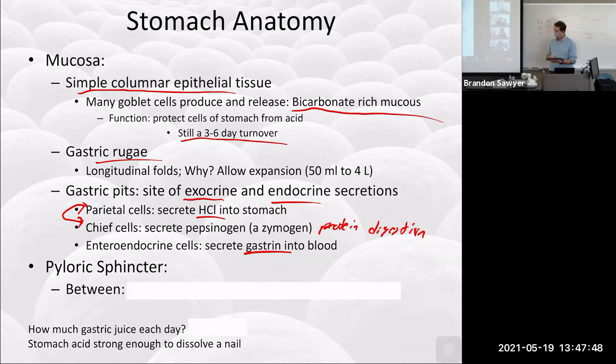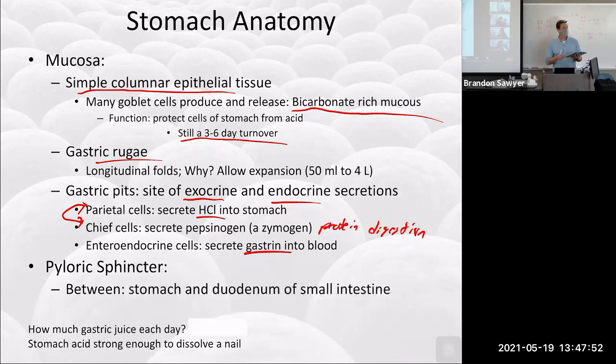And then the pyloric sphincter is the next sphincter we get to. This one is going to be at the kind of the end of the stomach before we get to the small intestine. The duodenum is the first part of the small intestine. So it's kind of the gate between the stomach and the small intestine.